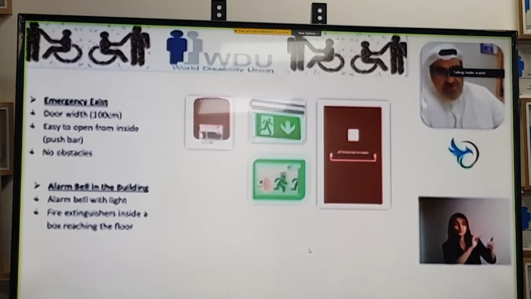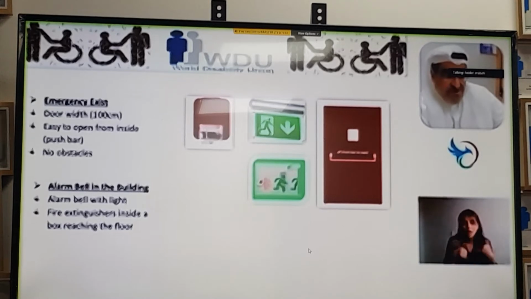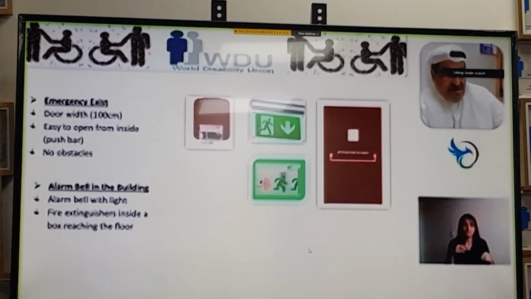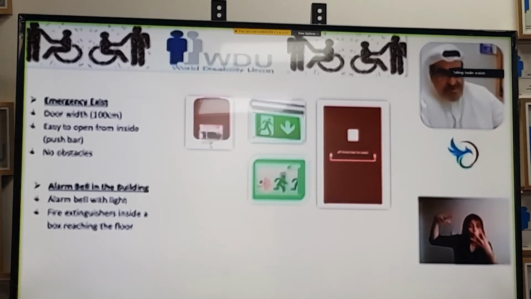Now we go to the emergency. Emergency is very important, so everybody knows that something happened inside the building and we have to evacuate the place where we are. First, the bell should have sound and also light. It rings as a sound, and also has a light. The light is for people who are deaf. Deaf people can see the light while there's a fire, so they know that they have to evacuate.